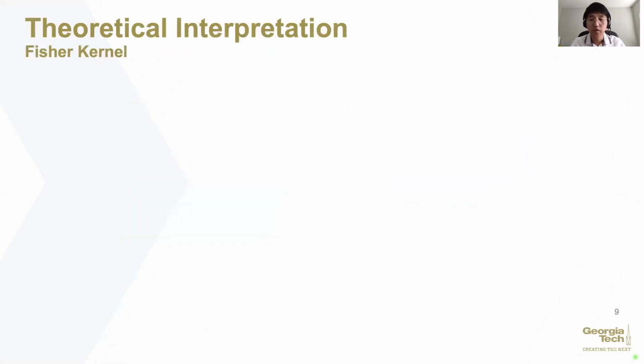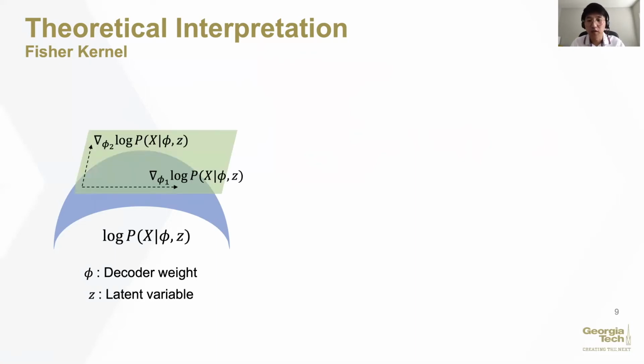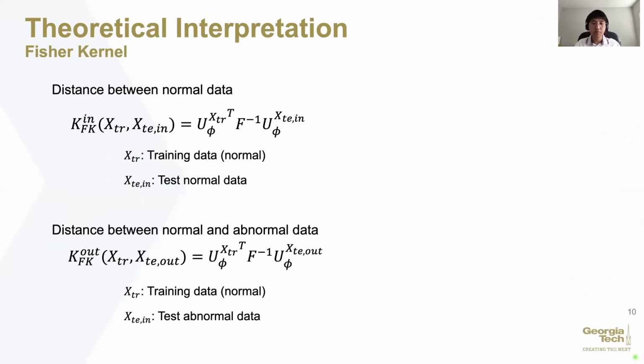We also provide a theoretical interpretation of gradient-based representation using the Fisher kernel. The reconstructed image manifold can be considered as a probability distribution conditioned on decoder weights and latent variables. In this probabilistic manifold, local properties are defined by the geometry of the tangent space of the manifold. Fisher kernel can be defined to measure the difference between two data points using the Fisher score U phi x and F in this formula, called the Fisher information matrix.